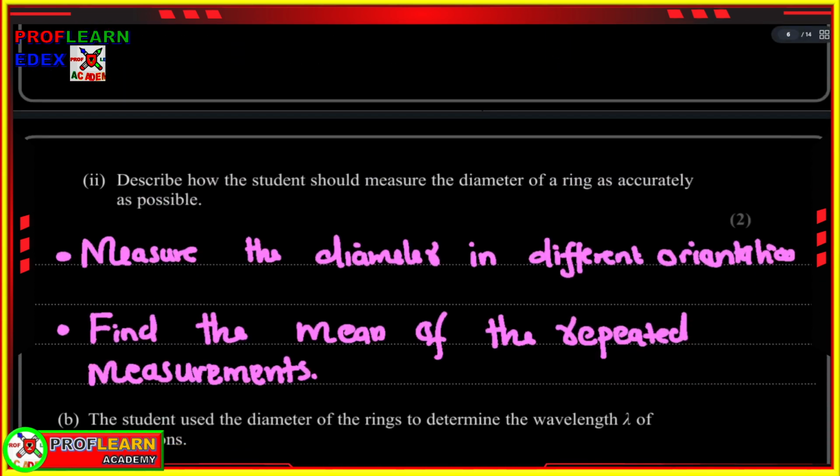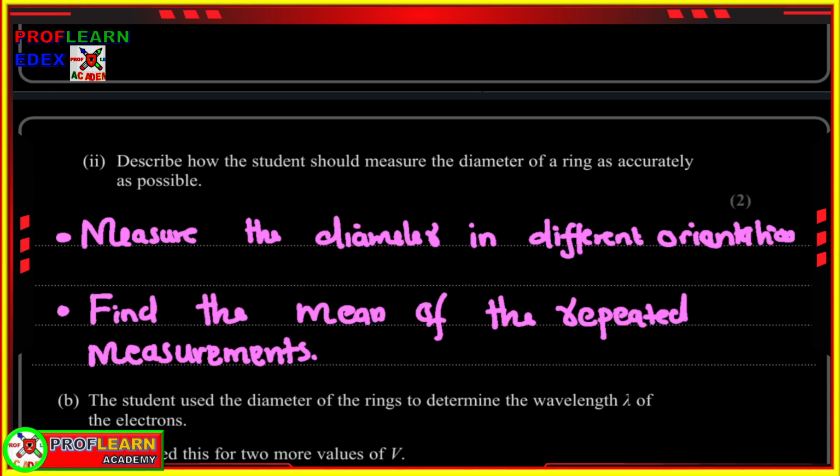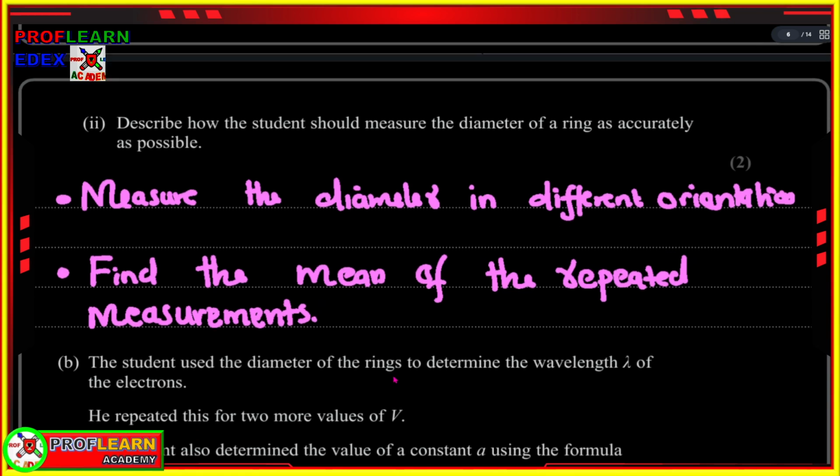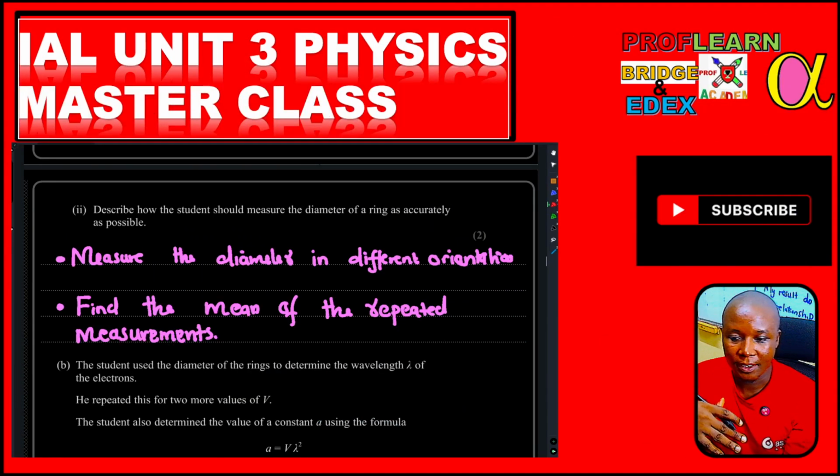Moving to Roman 3, we are supposed to describe how the student could measure the diameter of the ring accurately, and at this point, remember, the student has used a vernier calipers. So the next thing the student is going to do is check the zero error. Once he has checked the zero error, then the student is likely to correct that error, and that is going to make the measurement a bit more accurate.